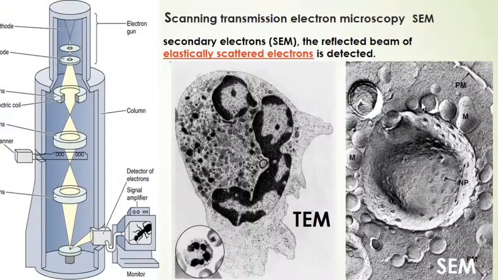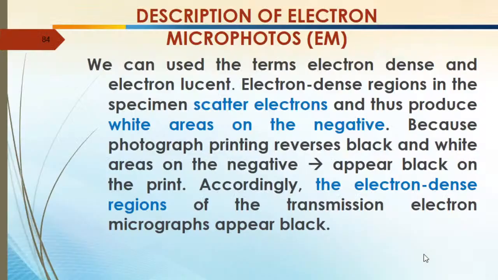And look at this one, scanning electron microscopy. It's a secondary electron reflected beam. The elastically scattered electrons are detected because the scanner is moved with a specimen holder inside. This specimen holder is also located in the vacuum chamber, but it is moved. As a result, we have a three-dimensional image of nuclei, mitochondria, plasma membrane, lysosomes.